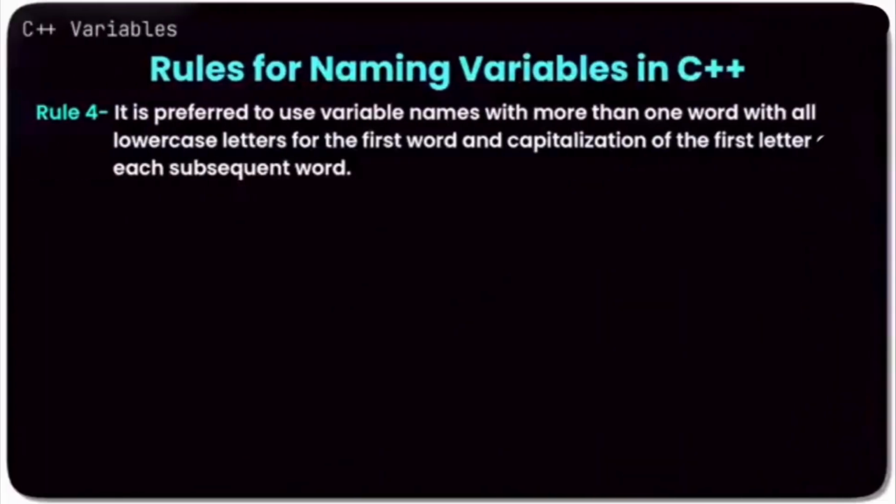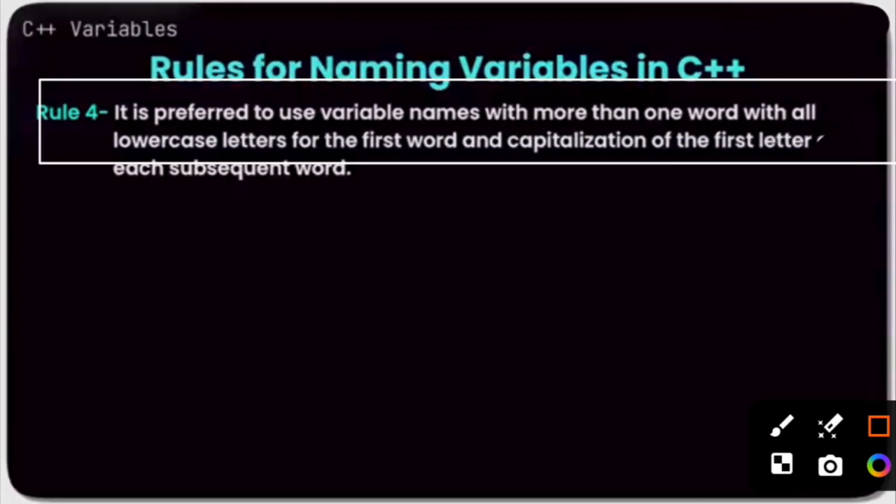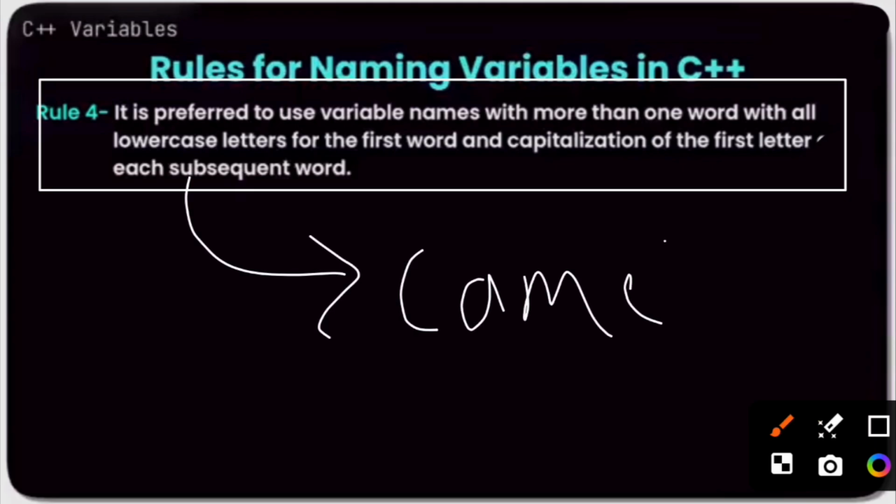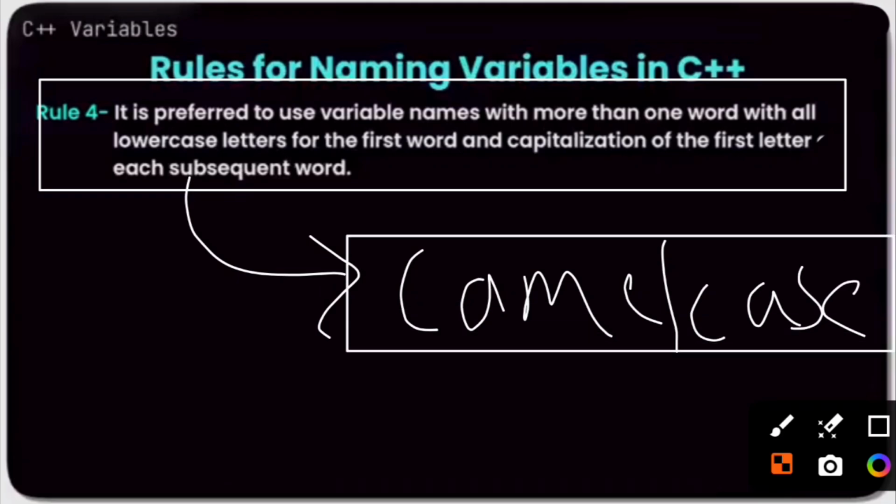Next, rule number 4. It is preferred to use naming with more than one word with all lowercase letters for the first word and the capitalization of the first letter of each subsequent word. This statement means that you should use camel case in C++. And what is camel case?